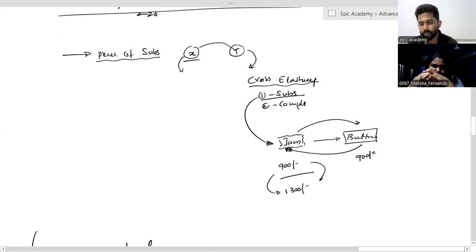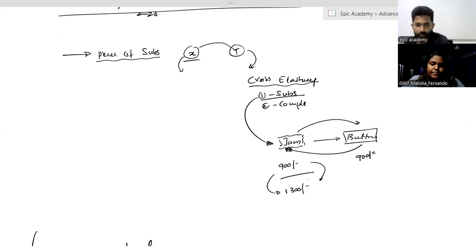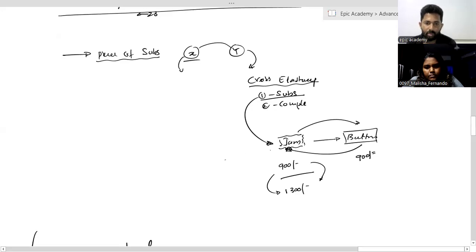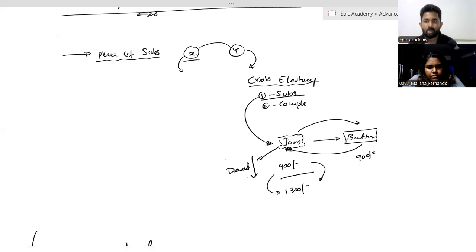So then what happened? The people who consume the jam are going to shift to the butter. Why? The price of the certain commodity is very high compared to the substitute commodity. So then, willingly or unwillingly, they have to shift from jam to butter to consume the bread. So then what happens to the demand of the commodity? Demand can be reduced because there is a substitute.